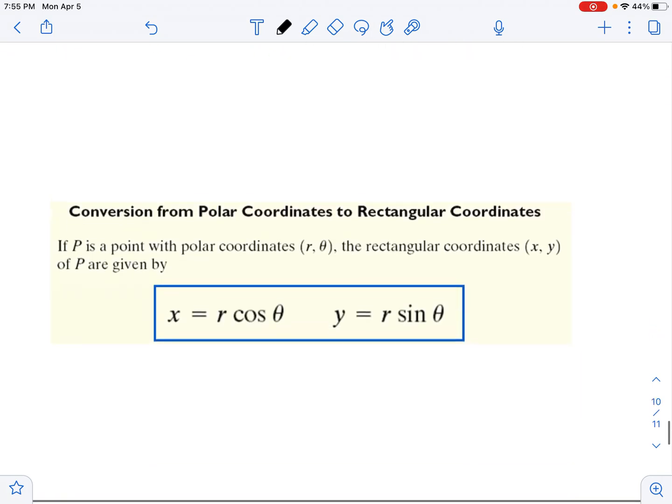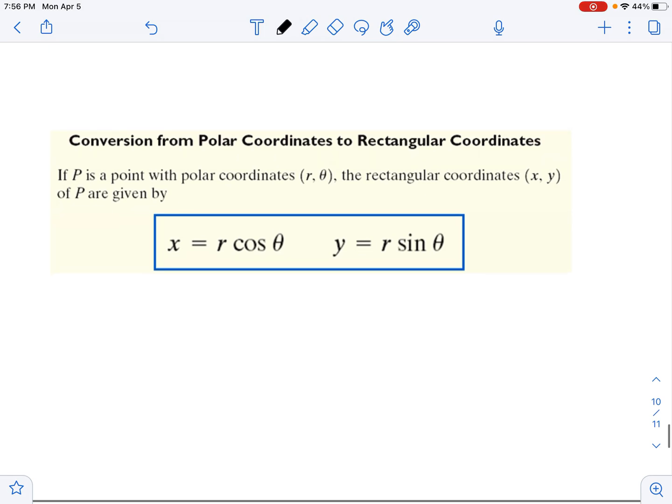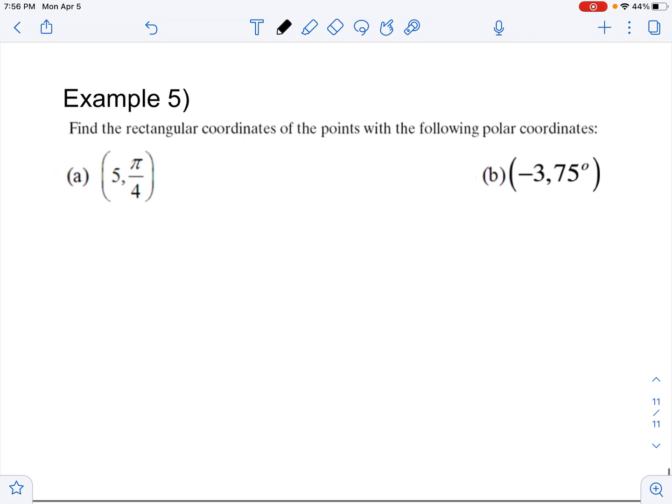All right, so again, there are formulas. If we have a point P in polar coordinates with r, theta, we can find the rectangular coordinates by using the equations x equals r cosine theta and y equals r sine theta. So let's go ahead and take a look at a couple examples. Sometimes you'll need your calculator, sometimes they're going to be nice unit circle values.